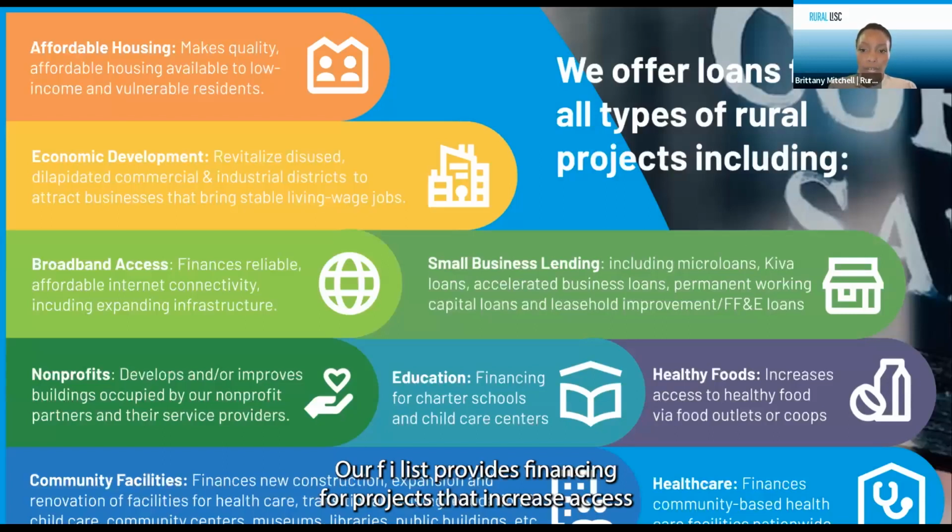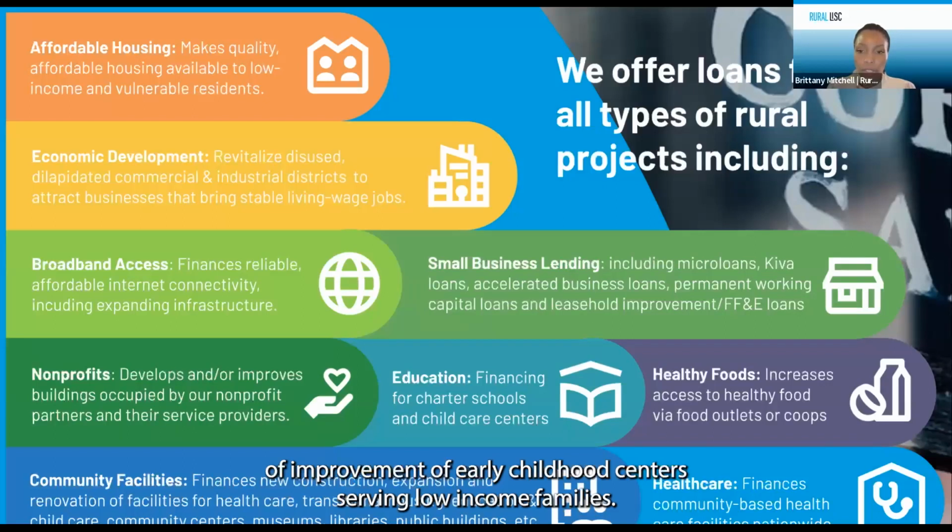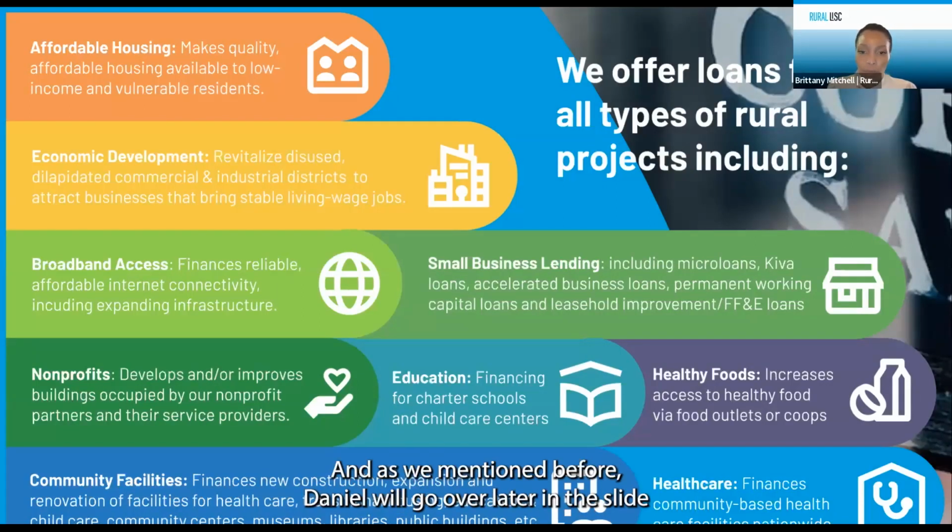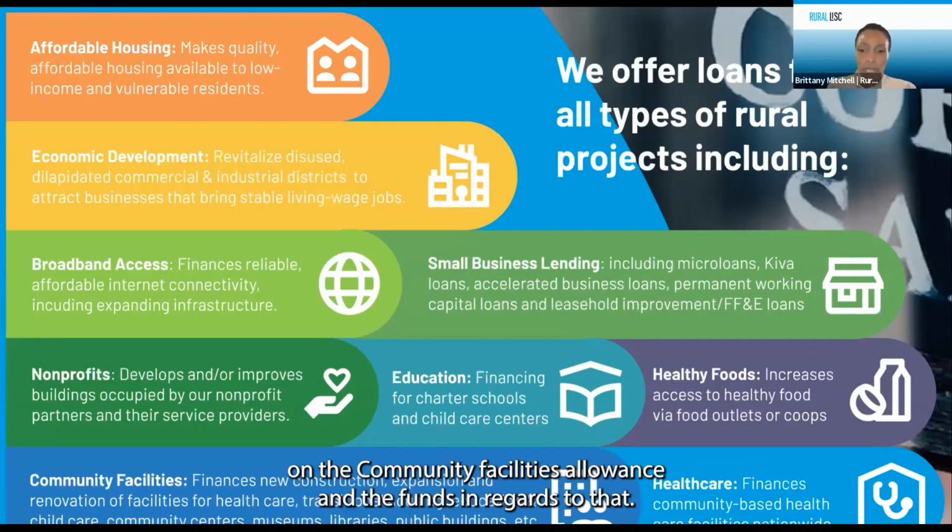LISC provides financing for projects that increase access to healthy food, and primarily we do that through supermarkets or food co-ops in federally designated food deserts. But we also provide financing for community-based healthcare facilities nationwide, as well as the development and improvement of early childhood centers serving low-income families. And as we mentioned before, Daniel will go over later in the slides the community facilities loans and the funds in regards to that.